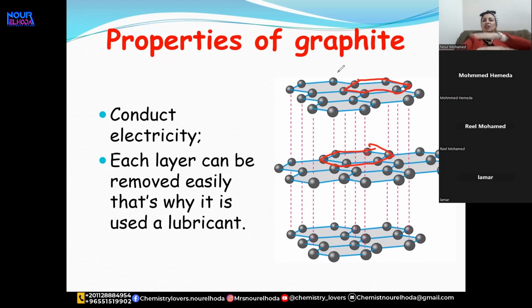That's why all the time the layers of graphite slide over each other, and that's why we use graphite as a lubricant. Even with pencils, you can write smoothly; you feel it sliding above the paper, because the forces between the layers of graphite are really weak, so they slide over each other.